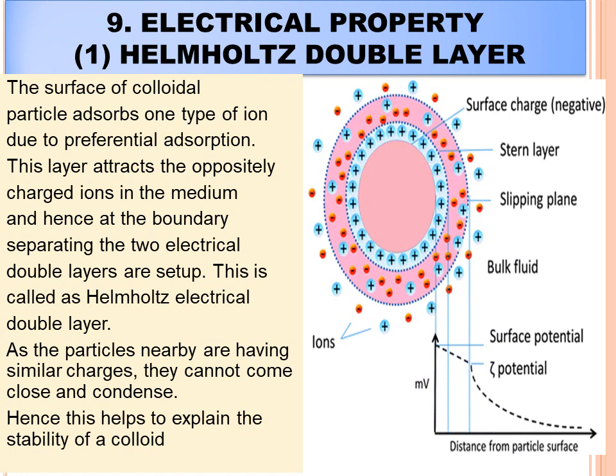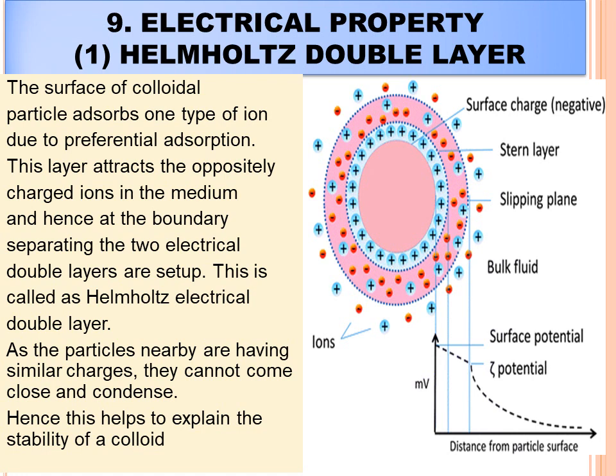So there exists a potential difference between the layers, which is called the zeta potential. It is greater in the case of the fixed layer, and as the distance between the particle surface and the charged particle increases, naturally the potential decreases.